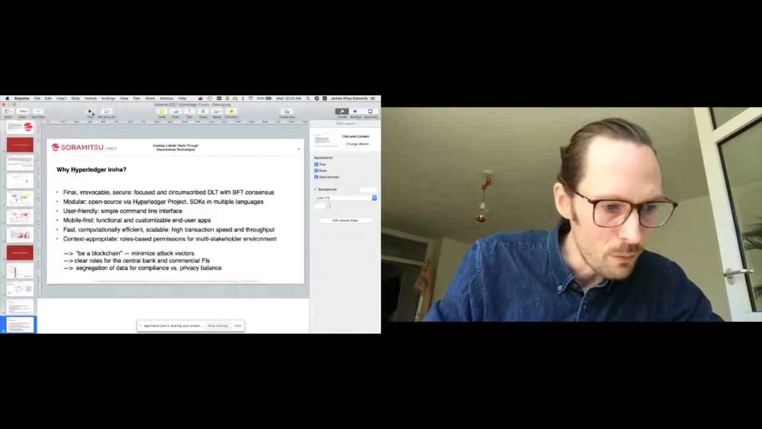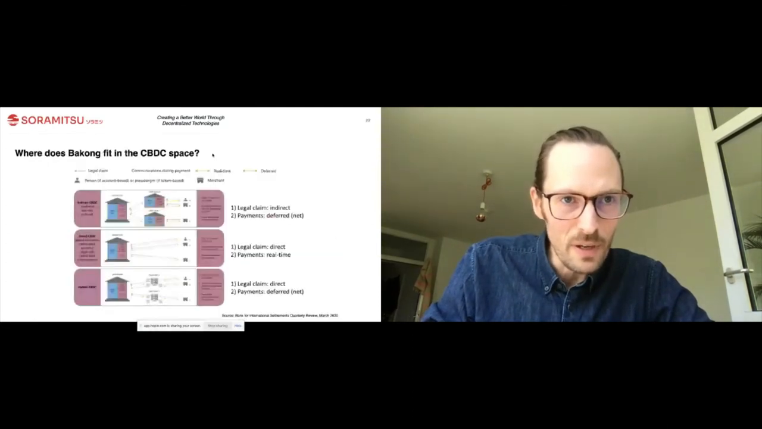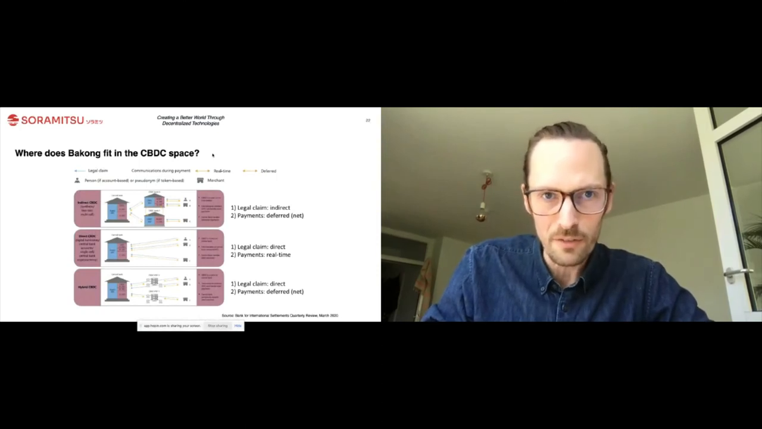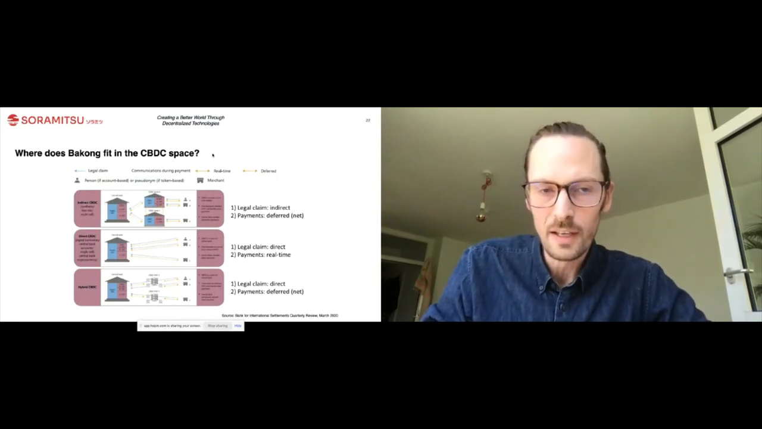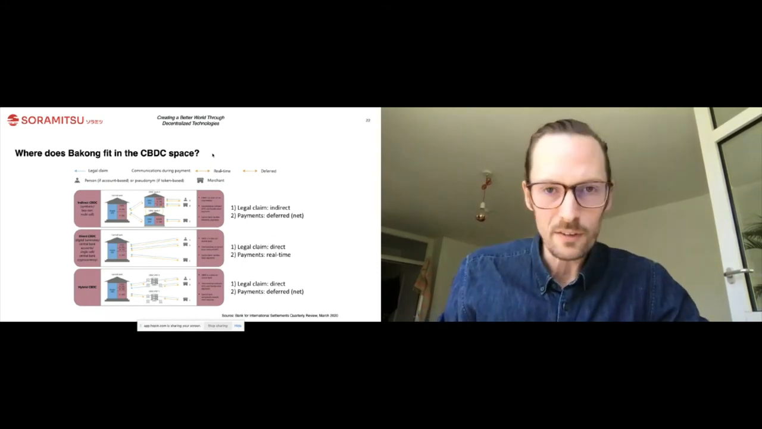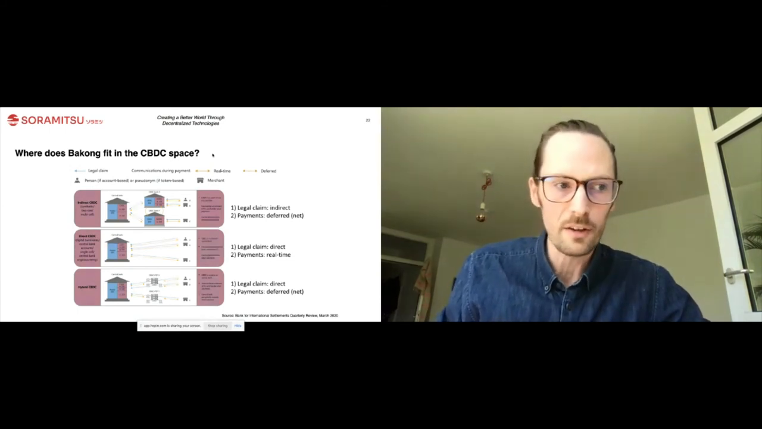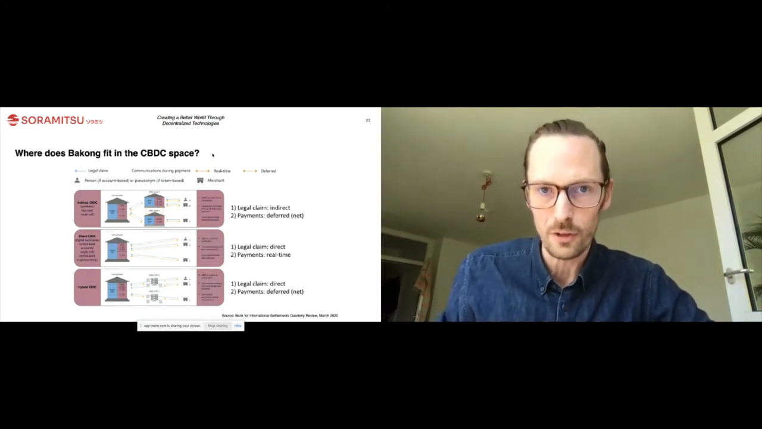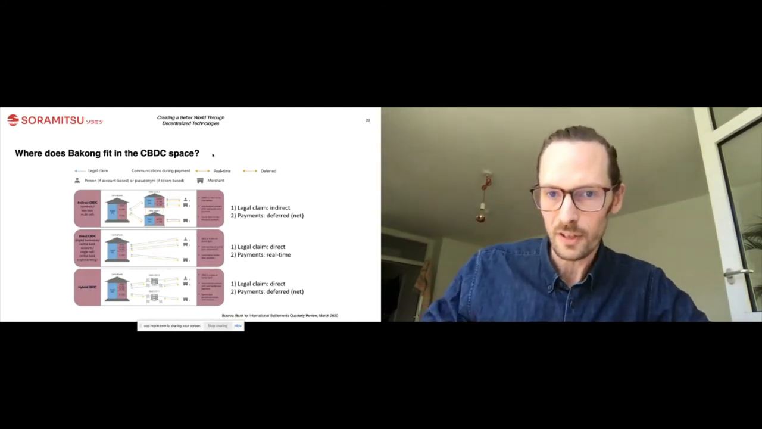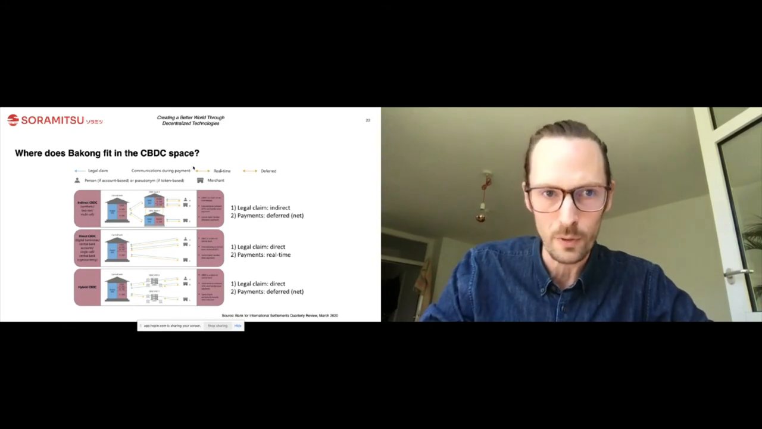And wow, time flies. So we've gone through some of the benefits of Iroha. The last thing I want to talk about then is, where does Bakong fit exactly in the CBDC space? In 2018, when Bakong was first developed, there was no agreed upon definition of CBDC other than it was a new form of sovereign money, a new form of M0. Since then, there's been a lot of research done, and this comes from the Bank of International Settlements Quarterly Review, March 2020.